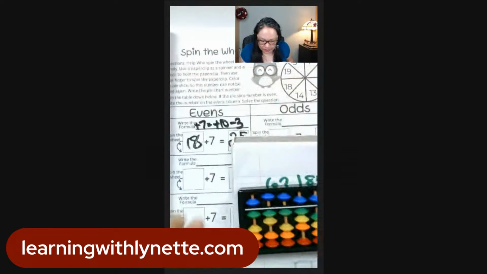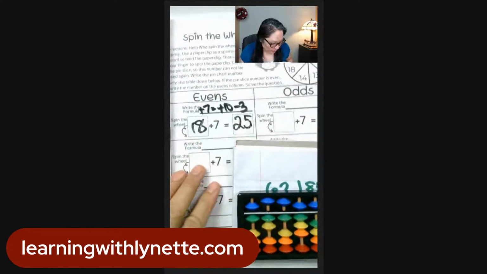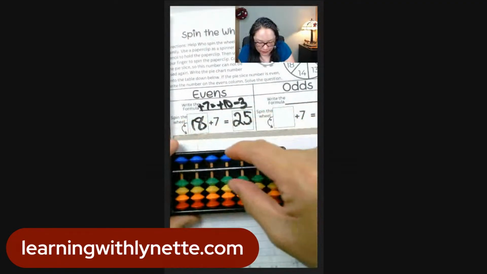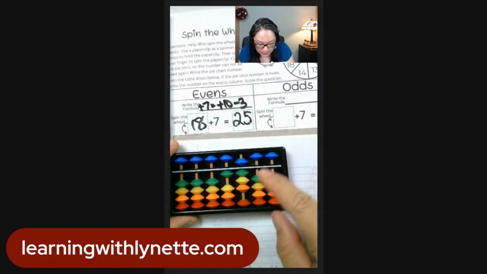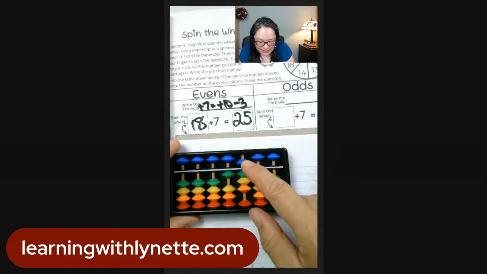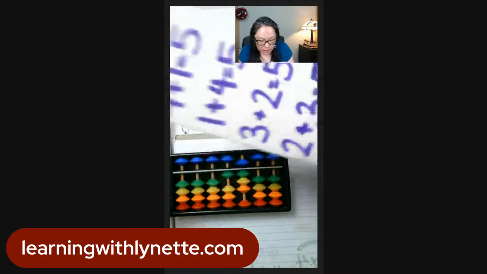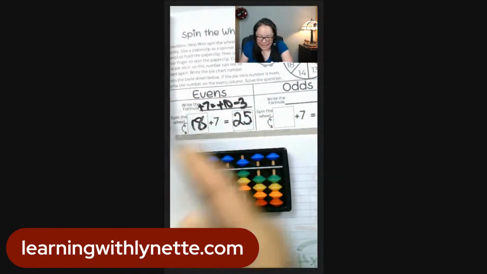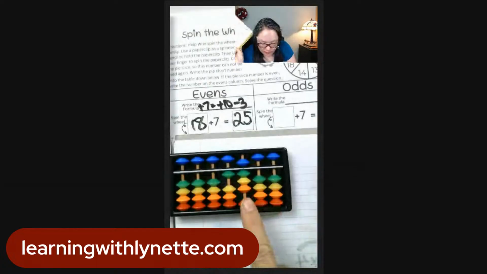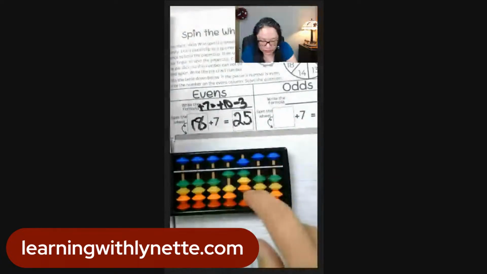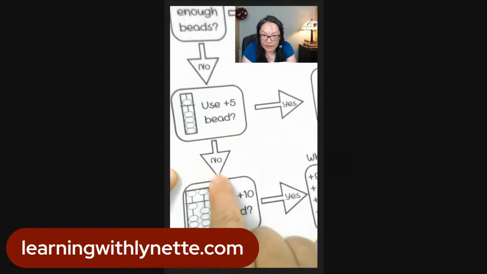Simple math with regrouping. Yes. Do we want to do this one? So we have 18, a 1 and an 8. We want to add the 7. To add the 7, what are we doing? Can we add the beads? No, we cannot add 7. We don't need to add the 5 because 7 doesn't do 5, right? So we have to go down to the 2.